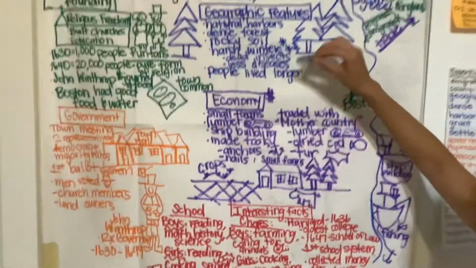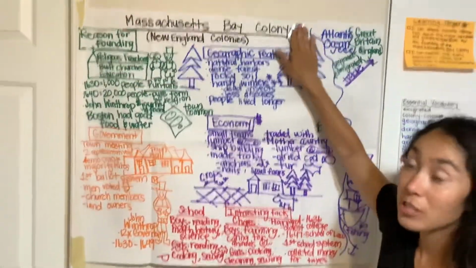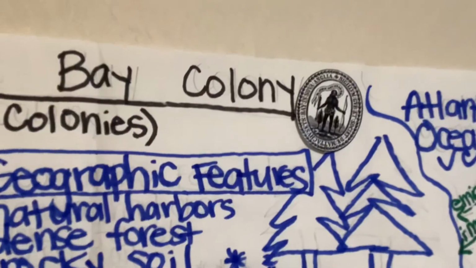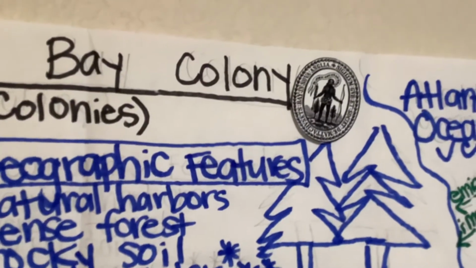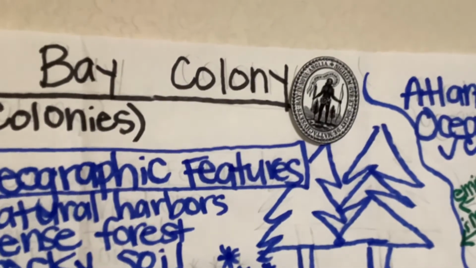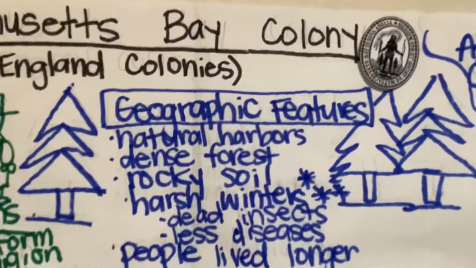Okay, so we're going to start off with the Massachusetts Bay Colony, and I'm going to add the Massachusetts Bay Colony's seal that they had created in the 1700s. We're going to start off with the geographic features. Say that with me. Geographic features.